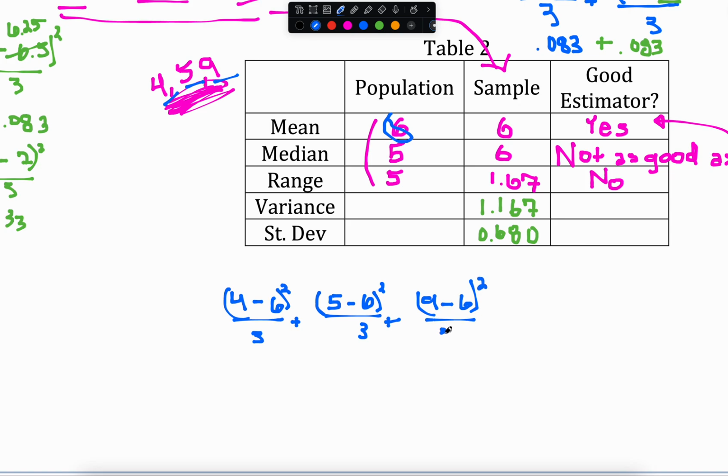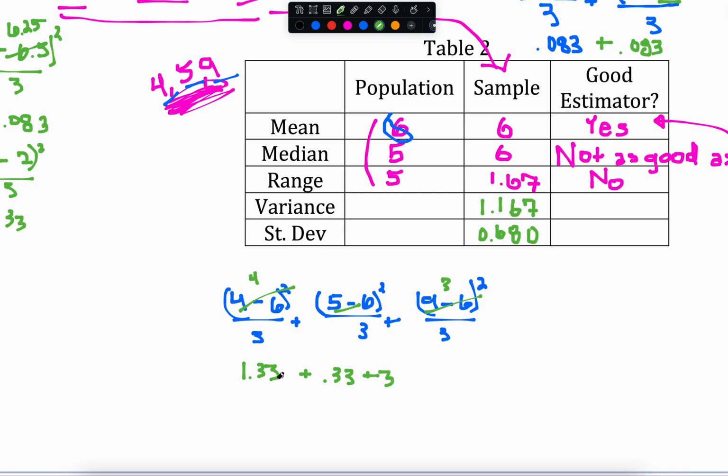Okay, all right, now 4 minus 6 is negative 2, squared is 4, so 4 divided by 3 is 1.33. Okay, 5 minus 6 is negative 1, negative 1 squared is 1, 1 divided by 3 is 0.33, and then 9 minus 6 is 3, 3 squared is 9, 9 divided by 3 is 3.